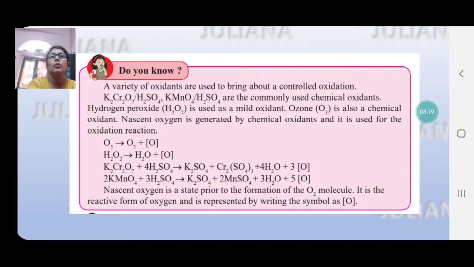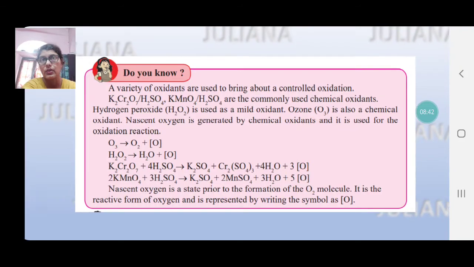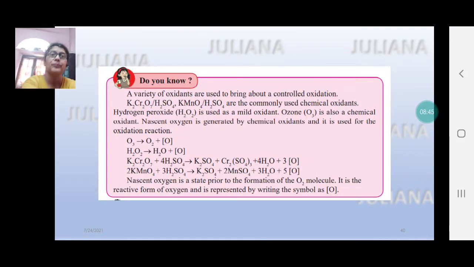Now here you see O3 breaking to give you O2 and nascent oxygen. Hydrogen peroxide, H2O2, giving you H2O, water, plus a nascent oxygen. But acidified potassium dichromate gives you 3 nascent oxygens. Potassium permanganate acidified again gives you 5 nascent oxygens. And nascent oxygen is a state prior to formation of the O2 molecule. O plus O will give you O2.